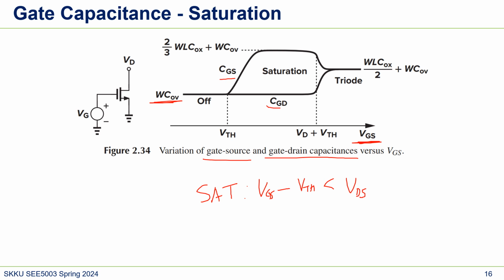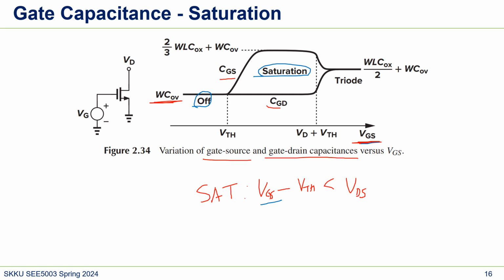So we need a smaller VGS. If VGS increases, then we will not satisfy the saturation region condition and we'll go to triode. That's why here it's off and then the saturation region, because we're increasing VGS. So let's come back to the saturation region.